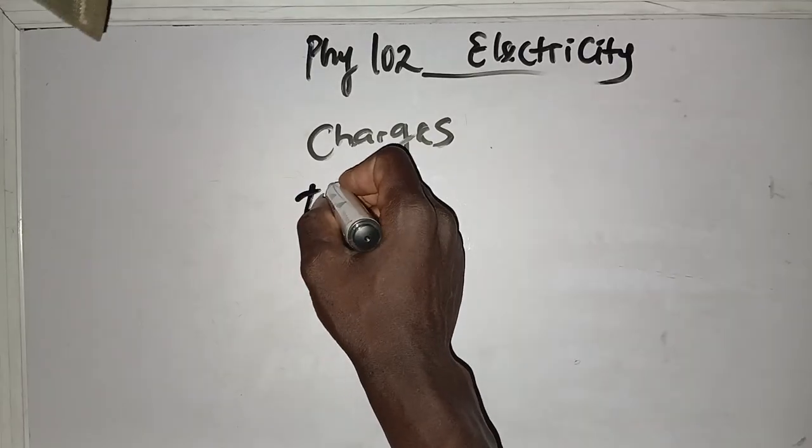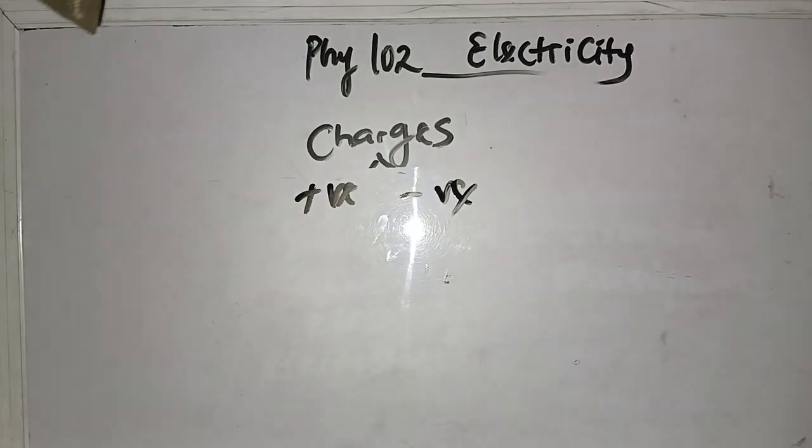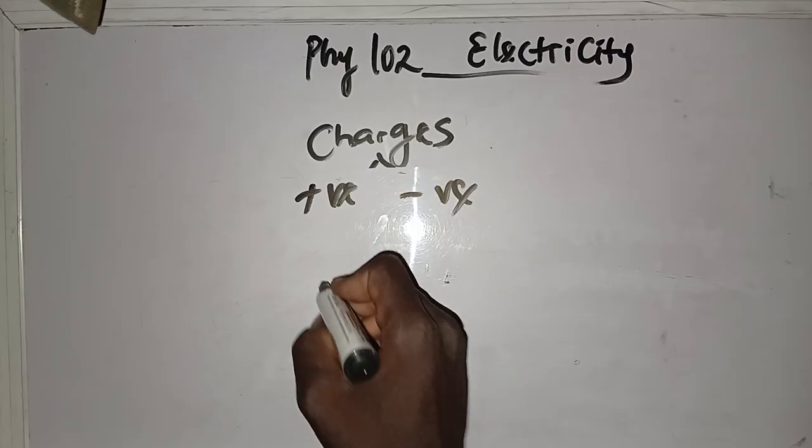Now we have two types of charge. We have the positive charge, and we have the negative charge. These are the only two types of charge we have. There is no other, just these two, the positive and the negative. Are we together?